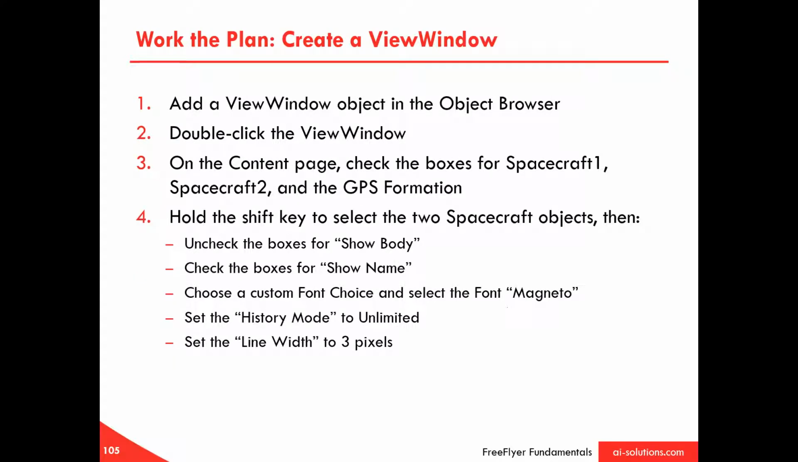So first we're going to go back to FreeFlyer, add a view window object in the object browser, and edit it. On the content page, we're going to check the boxes to show the spacecraft 1, spacecraft 2, and the GPS formation. And then we can select the 2 spacecraft objects and turn off the option to show body and turn on the option to show name. Go ahead and choose a custom font choice, like the font Magneto, set the tail history mode to unlimited, and set the line width to 3 pixels.